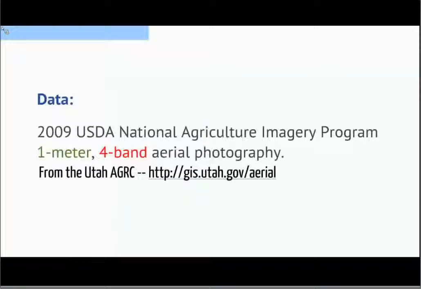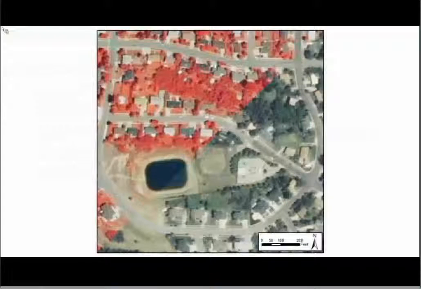The data that we used here was as simple as it could get. We used the 2009 USDA NAIP, National Agricultural Imagery Program data, which is a 1 meter spatial resolution, 4-band aerial photography, meaning that we can see red, green, and blue and near infrared in the electromagnetic spectrum, and which is freely available. We intended on keeping our costs low. We wanted to make sure that we were just using data that was available. We didn't incorporate things such as LiDAR or other multispectral imagery. We kept it quite simple.